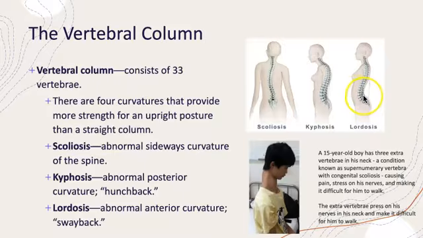And this is also known as swayback. Here's an interesting case where a 15-year-old boy has 3 extra vertebrae in his neck. This is a condition known as supernumerary vertebrae with congenital scoliosis. It unfortunately causes pain and stress on his nerves, and it makes it difficult for him to walk.